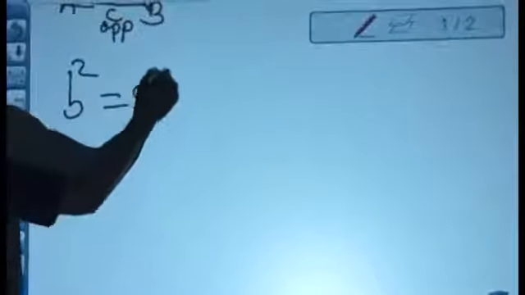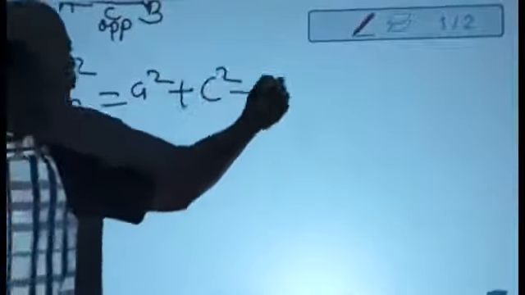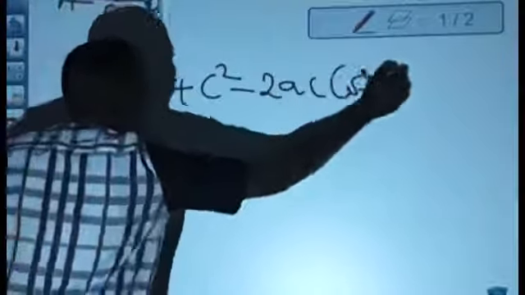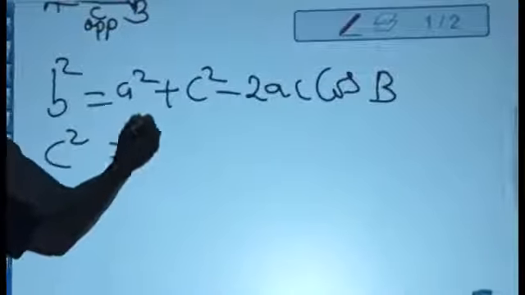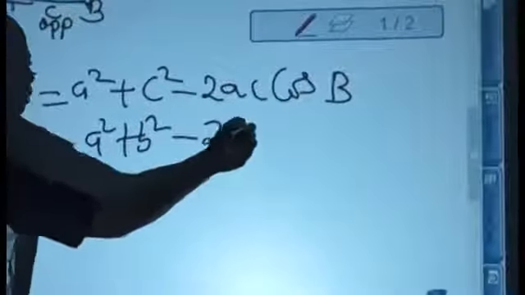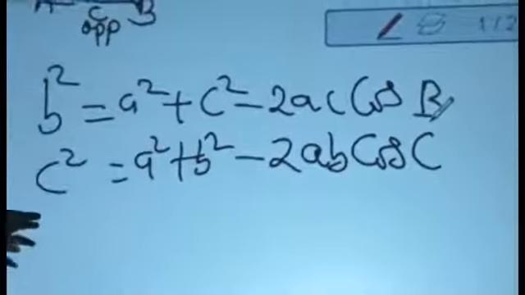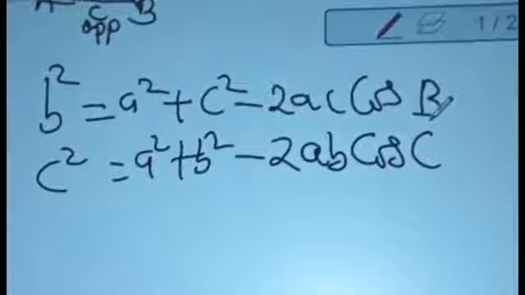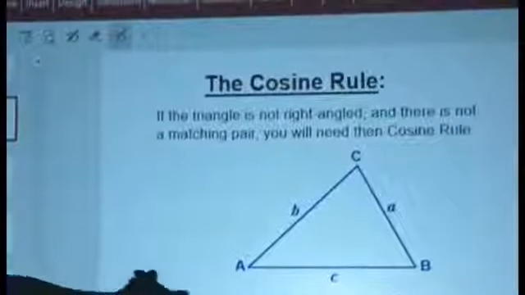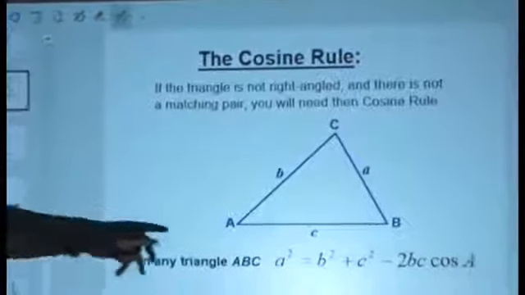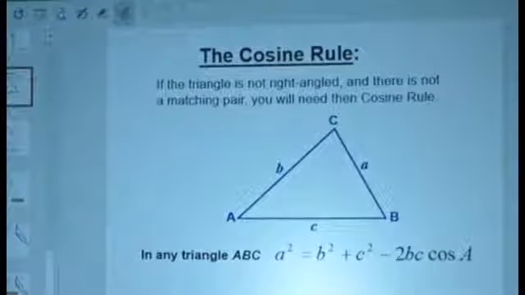We can still have b squared equals a squared plus c squared minus 2ac cos B. Also, c squared equals a squared plus b squared minus 2ab cos C. This is a situation where you are finding any of the sides, and the opposite angle is given. So you can complete it with this one, a squared equals b squared plus c squared minus 2bc cos A.